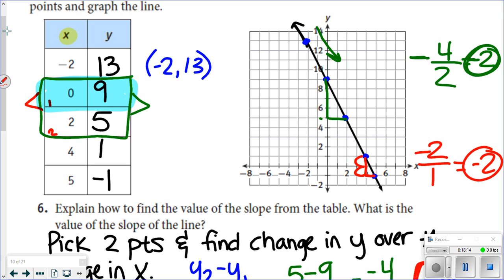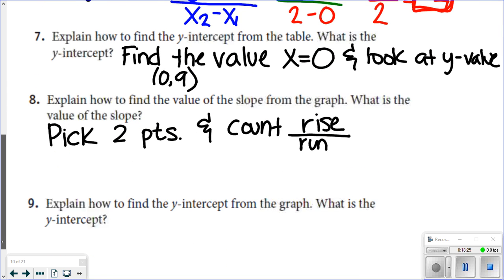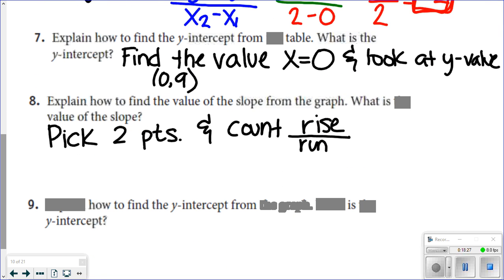Same thing. If I wanted to use these 2 points, I'm going to get negative 4 over 2. Reduces to a negative 2. So my answer here is a negative 2 for question 8.